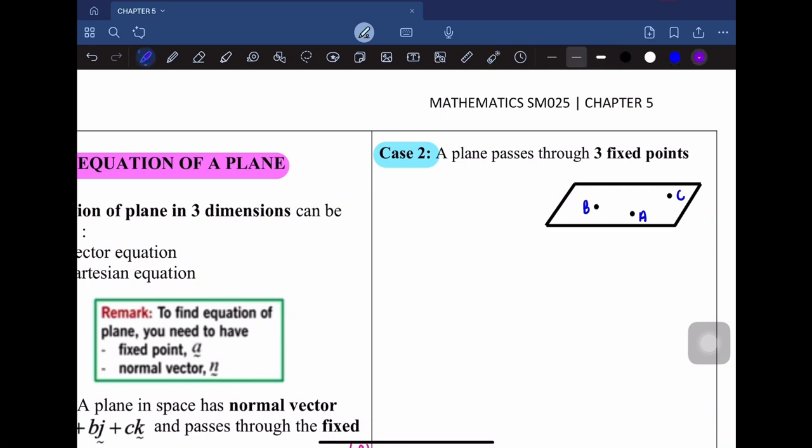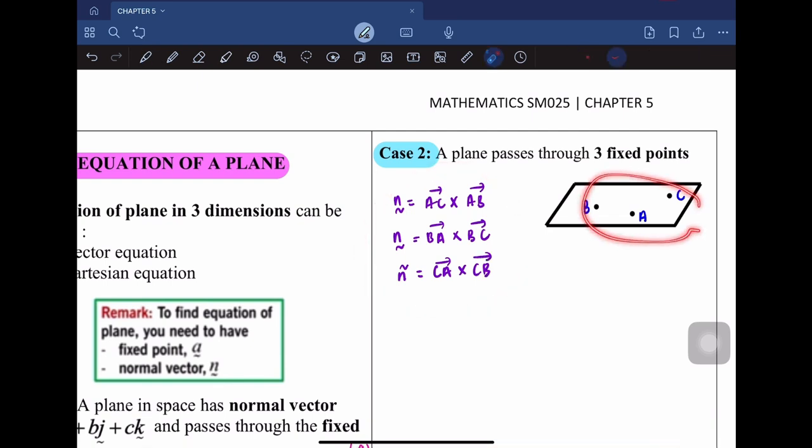So there are actually three possible normal vectors. The first one would be, let's say we have AC and AB, so your normal vector is AC cross product with AB. Also, let's say we have vectors BC and BA, so you can cross product the two vectors, which is BA cross BC. Or another case would be if you have vectors CB and CA, you can cross product the two vectors, so your n can also be CA cross CB. That's how you find the normal vector if you are given three points.